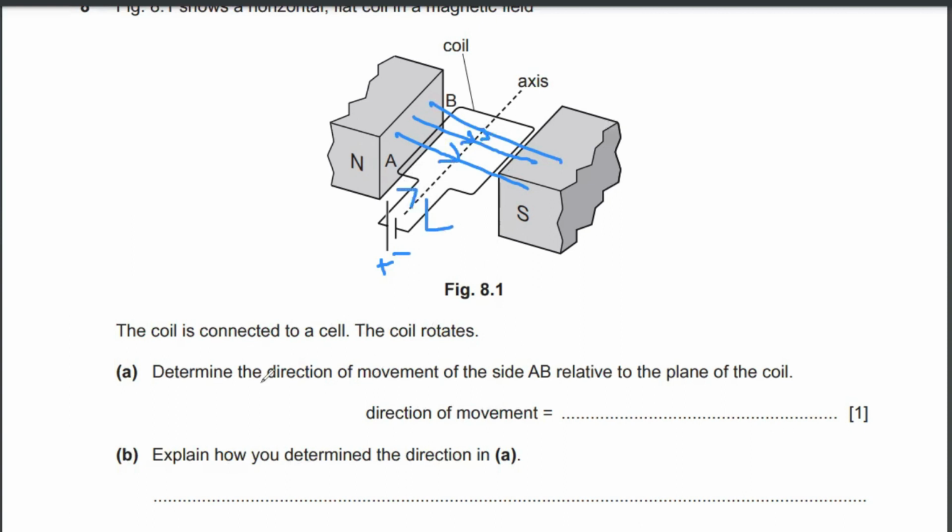Now they want us to determine the direction of the movement of the side AB relative to the plane of the coil. So we are just using the plane of the coil as a reference, and we will say this side will go up or this side will go down, first of all. So in this case, we will use Fleming's left hand rule, because as there is a battery attached to it, that means this is a motor, and for a motor we use Fleming's left hand rule.